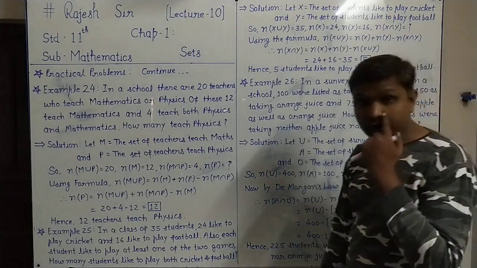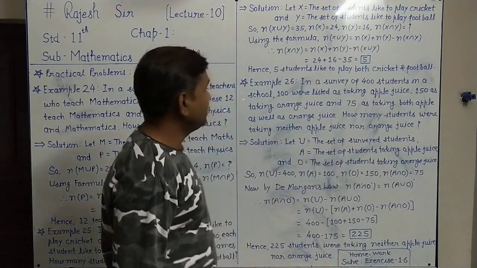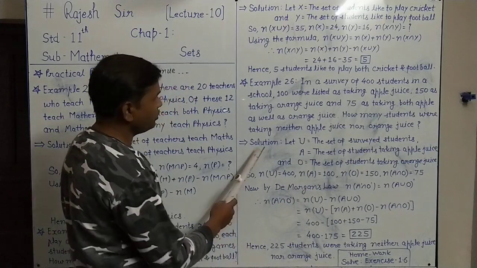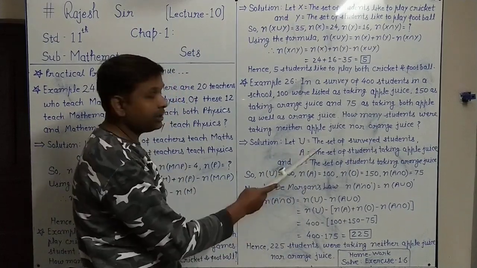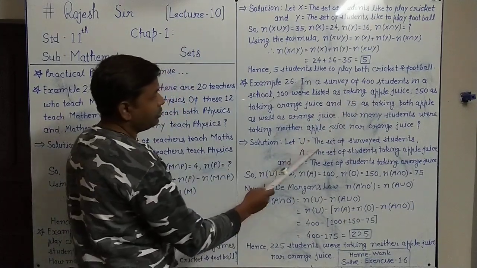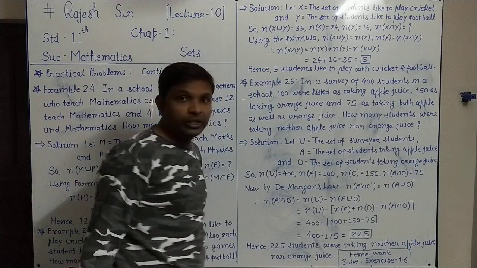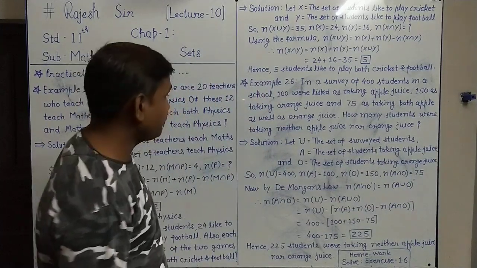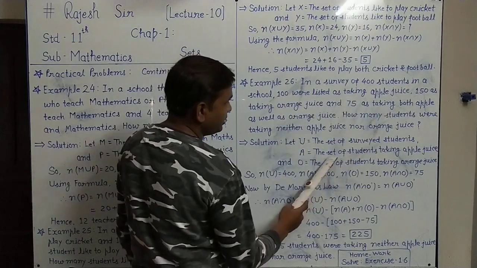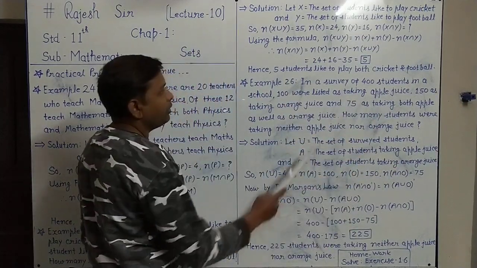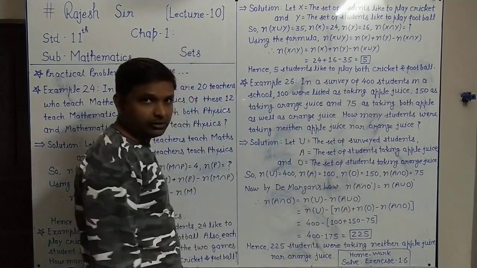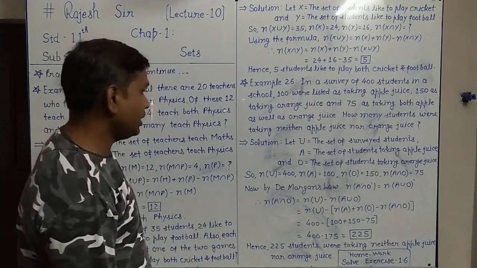We have to find out the number of students who are not taking apple juice or orange juice. So in the solution, let the universal set U, because all 400 students were surveyed, equal the set of surveyed students. Let A equal the students taking apple juice, and O equal the students taking orange juice. These are the symbolic notations we have assumed.